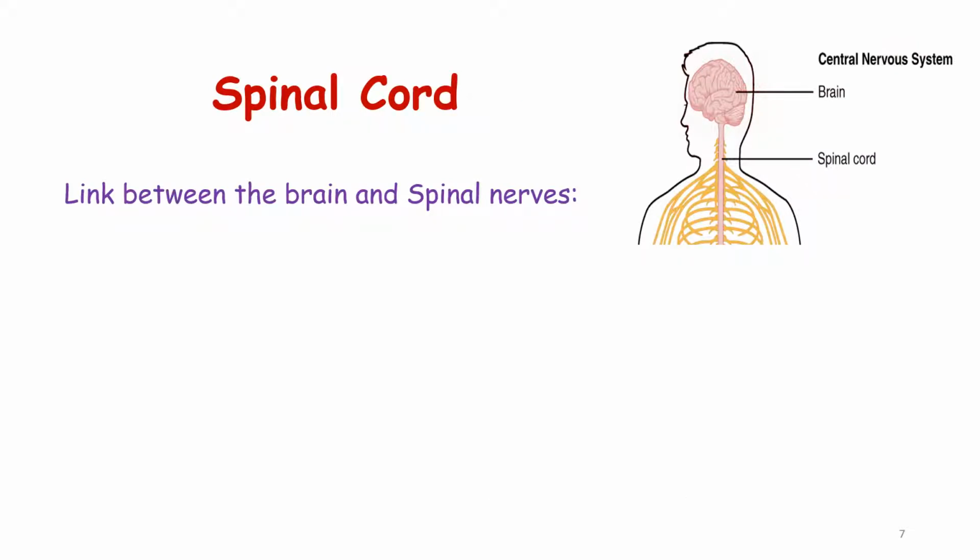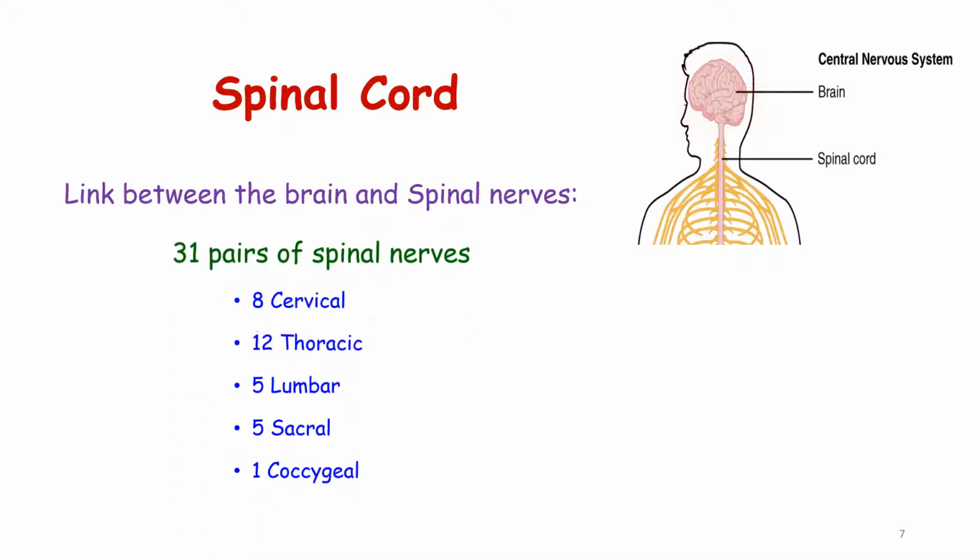The spinal cord helps to link between the brain and spinal nerves. There are 31 pairs of spinal nerves made up of 8 cervical, 12 thoracic, 5 lumbar, 5 sacral, and 1 coccygeal.